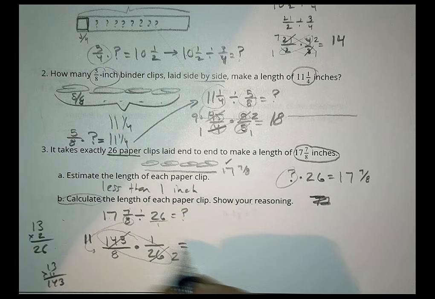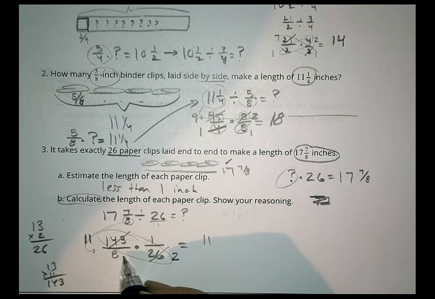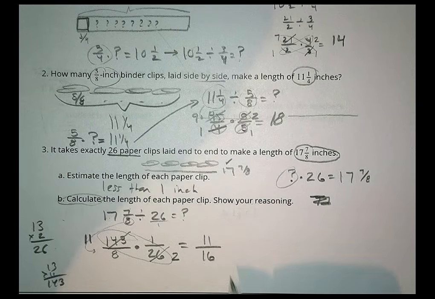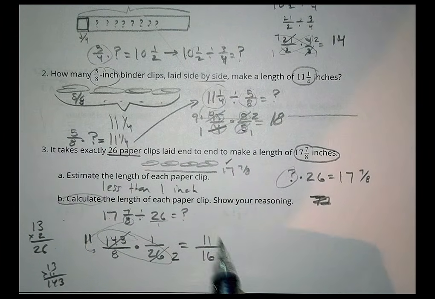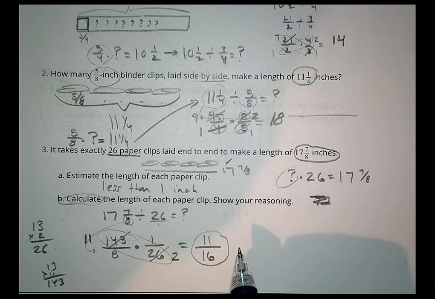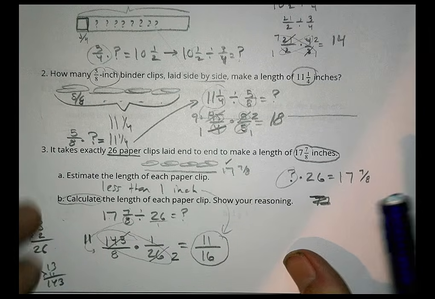So multiplying across, 11 times 1 is 11, and then 8 times 2 is 16. Nothing else to reduce there. We have 11/16 inches is the length of the paper clip, which makes sense because we said it should be less than 1, and 11/16 is certainly less than 1 whole. All right. Okay.